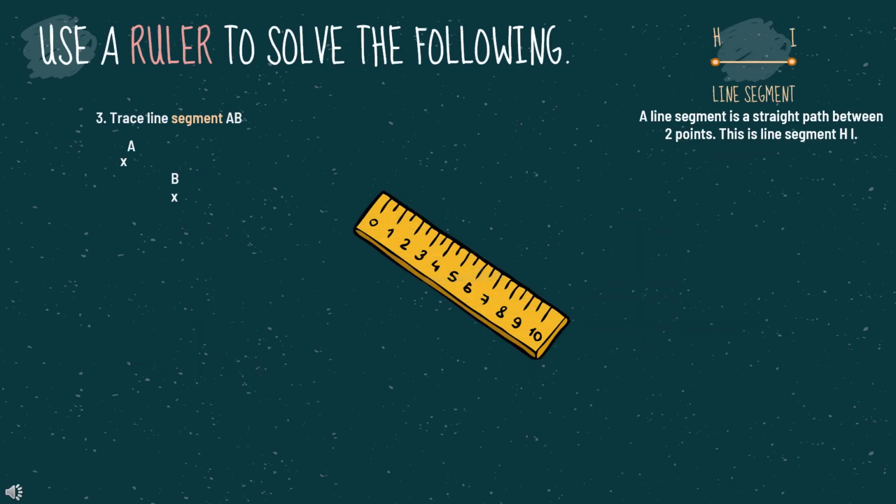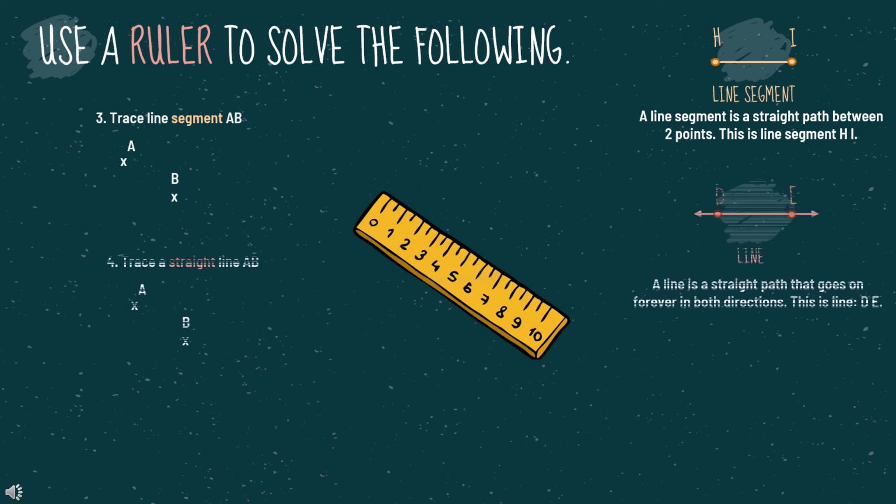For question 3, you need to trace a line segment, AB. So remember that a line segment is a straight path between 2 points. It ends with a circle on either side to show that we are only looking at one piece of the line. For question 4, you need to trace a straight line. Remember, a straight line is a straight path that goes on forever in both directions. It has an arrow on either side.